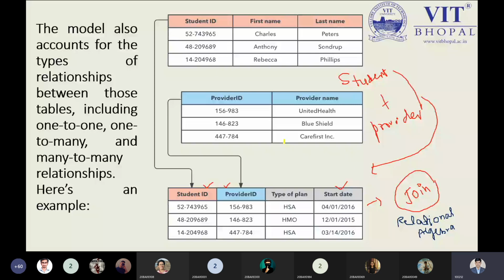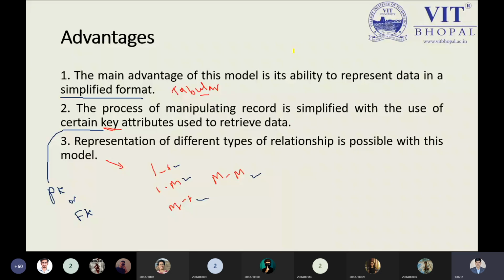Now advantages. So what are the advantages of this? The main advantage of this model is its ability to represent data in a simplified format, that is a tabular format. The process of manipulating records is simplified with the use of certain key attributes used to retrieve the data. And the third point is that representation of different types of relationships is possible with this model: one-to-one, one-to-many, many-to-one, and many-to-many.